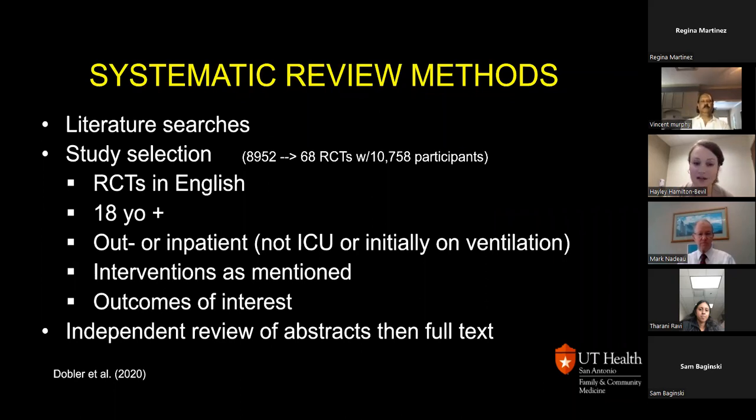They did not narrow it down based on setting. So it included both outpatient and inpatient cases, but it did exclude patients who were initially in the ICU or already ventilated at the time of the study. They had to include at least one of the interventions that I previously mentioned, and look at the outcomes of interest, which we'll expand on in a second. They did independent review of the abstracts before going on to full text, of course.